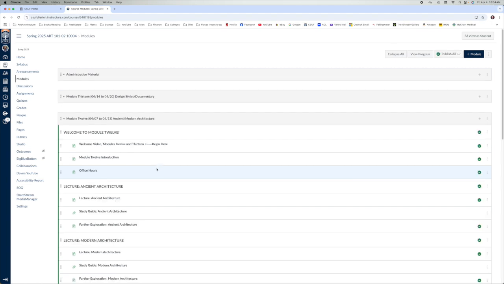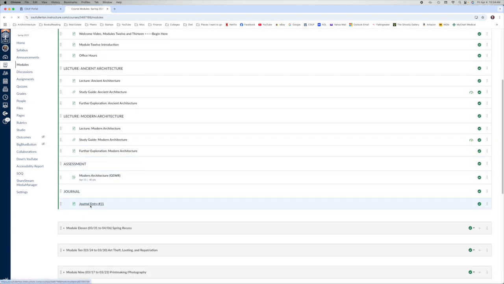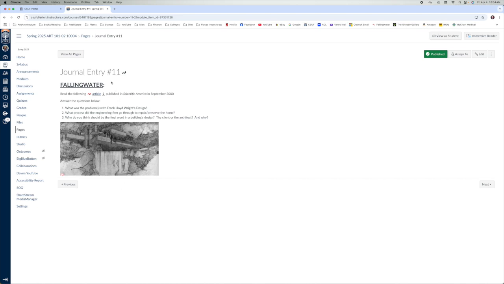There's also a journal this week, and the journal deals with Frank Lloyd Wright's Fallingwater. This article came out now a quarter of a century ago when the home was having some structural problems. So you're going to answer the question, what were the problems that Frank Lloyd Wright had in his design that showed up 80 years later? What process did the engineering firm go through to preserve the home? And an opinion question: who do you think deserves really the final word in a building's design? Is it the client or is it the architect, and why?